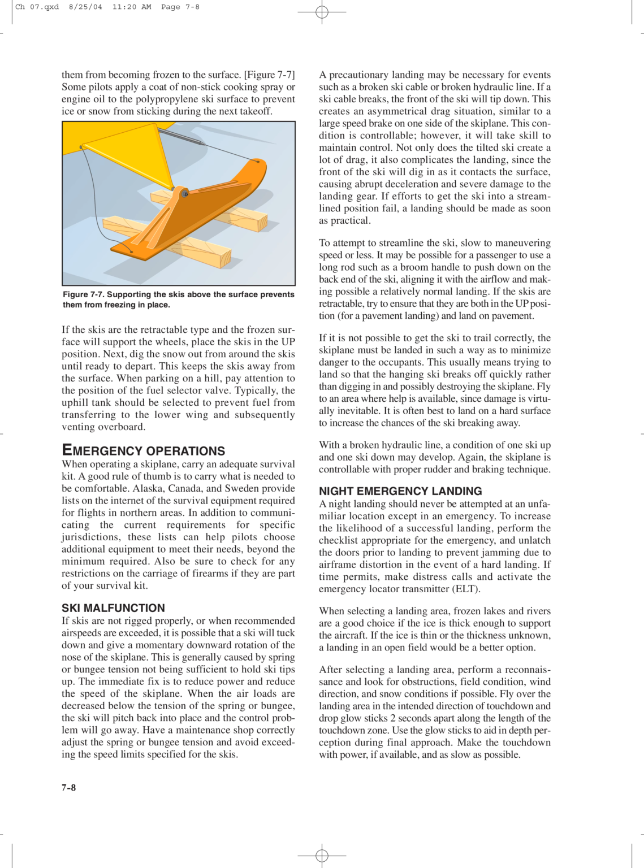Ski malfunction: if skis are not rigged properly, or when recommended airspeeds are exceeded, it is possible that a ski will tuck down and give a momentary downward rotation of the nose of the skiplane. This is generally caused by spring or bungee tension not being sufficient to hold ski tips up. The immediate fix is to reduce power and reduce the speed of the skiplane. When the air loads are decreased below the tension of the spring or bungee, the ski will pitch back into place and the control problem will go away. Have a maintenance shop correctly adjust the spring or bungee tension and avoid exceeding the speed limits specified for the skis.